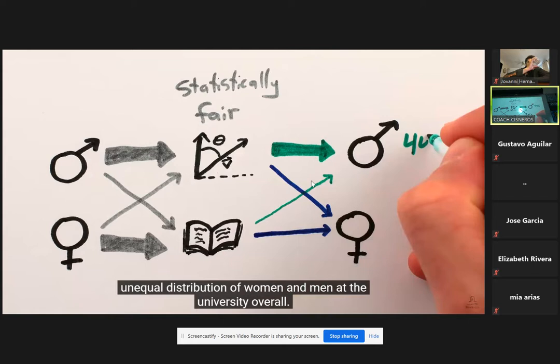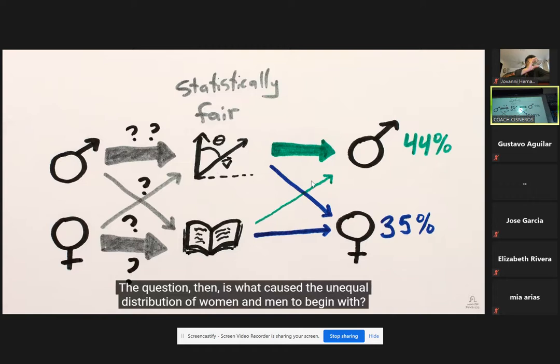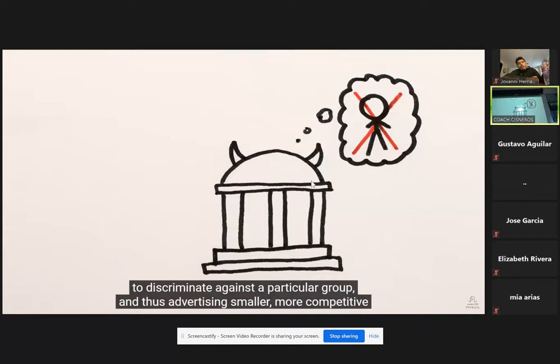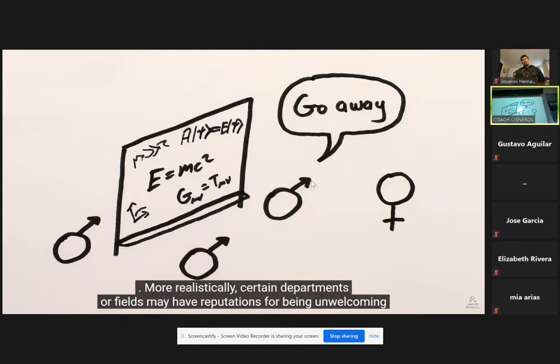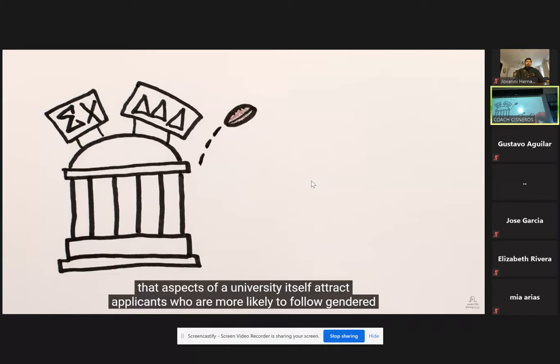The question, then, is what caused the unequal distribution of women and men to begin with? One can, of course, imagine a sinister institution that knows how Simpson's paradox works and wants to discriminate against a particular group. All they have to do is advertise smaller, more competitive departments more heavily to that group, and vice versa for groups they want to promote. More realistically, certain departments or fields may have reputations for being unwelcoming and unsupportive towards women, even if they let them in fairly. And it's also possible that other aspects of a university itself attract applicants who are more likely to follow gendered career stereotypes.